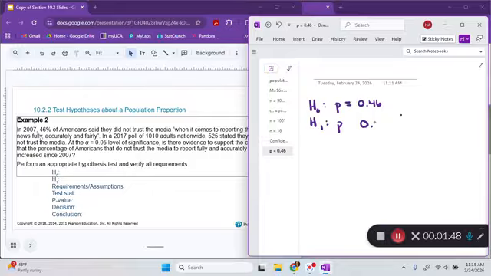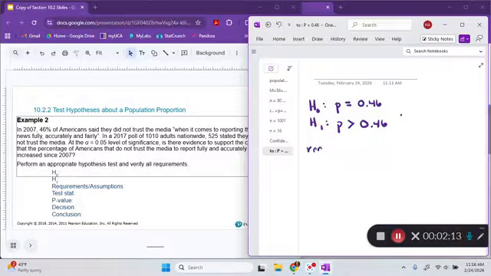And then we have to decide for the alternative hypothesis. We know the number is going to be the same, 0.46. But what will I put in between? Do I need a not equal to, a greater than, or a less than? Well, when I go back over here, it says, is there evidence to support that the percentage of Americans who do not trust the media has increased since 2007? So we're going to use a greater than because of that word increased. All right, so we already got H0 and H1.